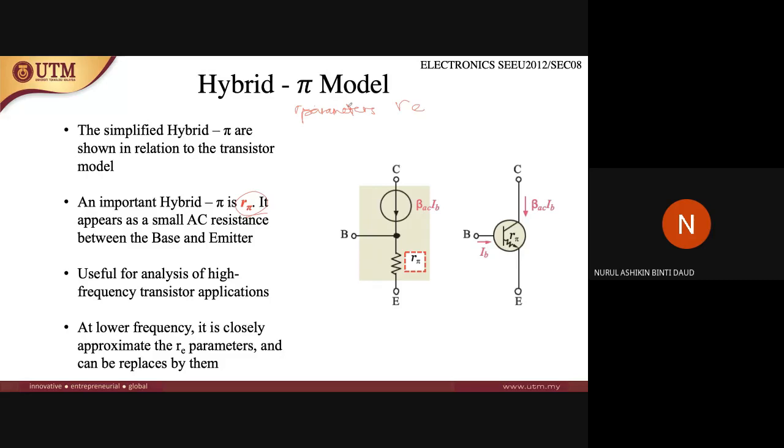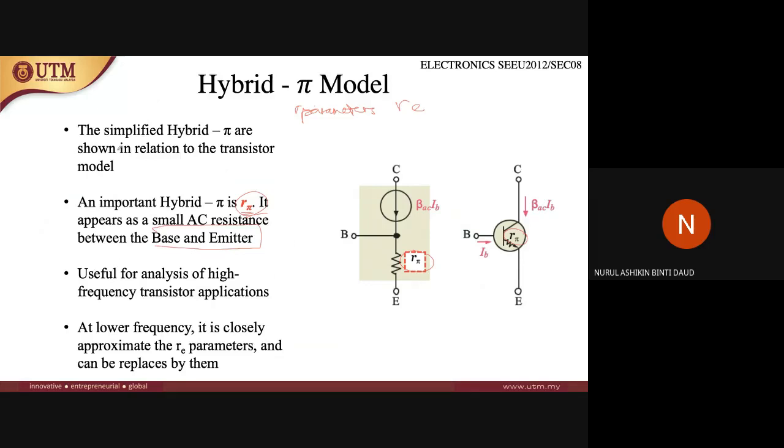But for the hybrid pi model, there is R pi instead of RE. It is replaced by R pi here. This is also R pi, and it appears as a small AC resistance between the base and emitter. So this is the same as RE just now. RE also represents the small AC resistance between the base and emitter, so R pi is also the same. It appears as a small AC resistance between base and emitter.